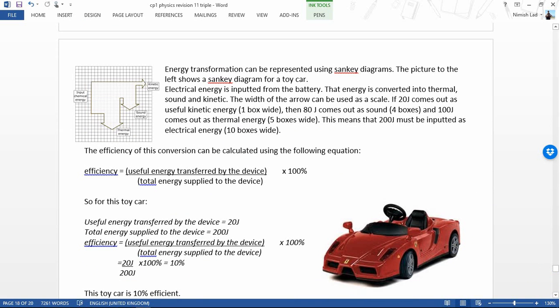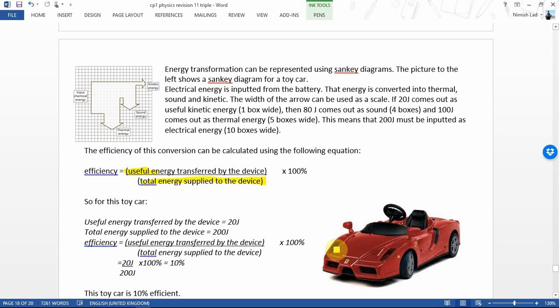So we represent these energy transfer diagrams by using Sankey diagrams. These are drawn to scale. However wide the box is, each box will have a certain worth, and therefore they're drawn to scale. So the amount coming in on this side must be equal to the amount coming out over here. The efficiency is going to be the useful energy transferred by the device divided by the total energy supplied to it.